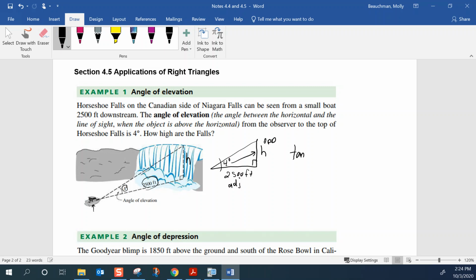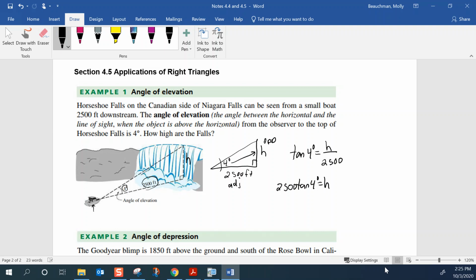So we set up an equation, the tangent of 4 degrees is equal to opposite, which is h, over adjacent, which is 2,500. Then we can solve for h. So in this example, we multiply both sides by 2,500. So 2,500 times the tangent of 4 degrees is equal to the height of the falls.